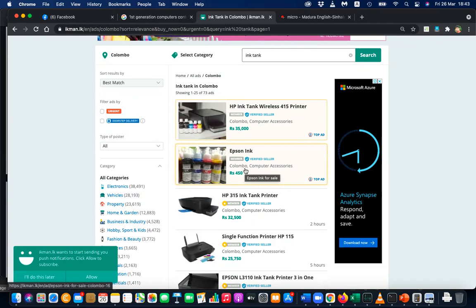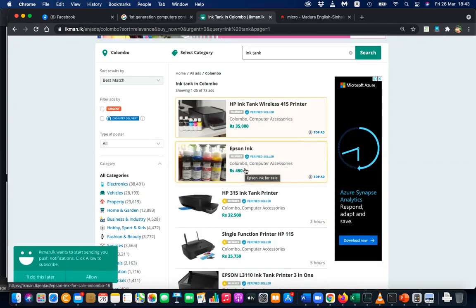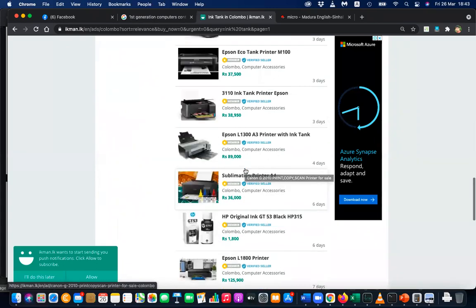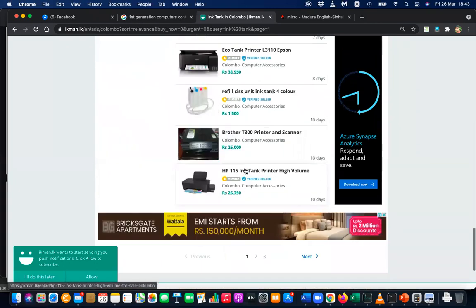It is the newest one. You can even print photos on an ink tank printer. Printing photos is also possible, and the quality is quite a bit higher than inkjet.